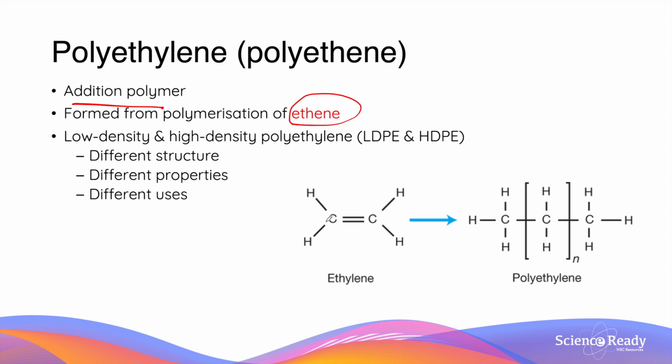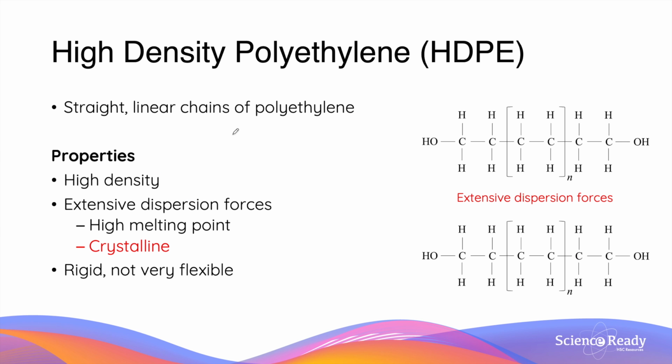There are two types of polyethylene, low density and high density polyethylene, short for LDPE and HDPE respectively. LDPE and HDPE have different structures, properties, and uses. High density polyethylene, HDPE, consists of polymer chains that are straight and linear. As a result, these linear polymer molecules can compact very nicely without creating much unused space. As a result, they have high density and allow for extensive dispersion forces to form between these long linear chains.